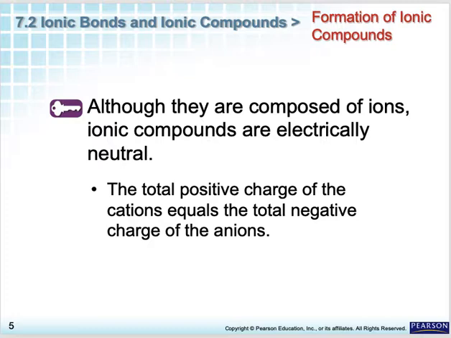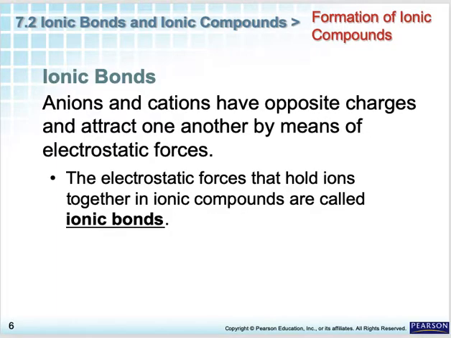Although they are composed of ions, they are electrically neutral, which means the total positive charge equals the total negative charge, which makes sense. Anions and cations have opposite charges, and so they attract each other just like two ends of a magnet attract each other. And that's what holds it together, those electrostatic interactions, and that's called an ionic bond.